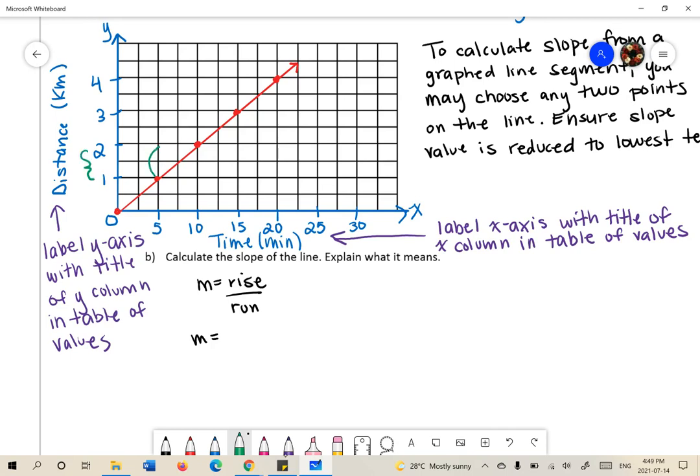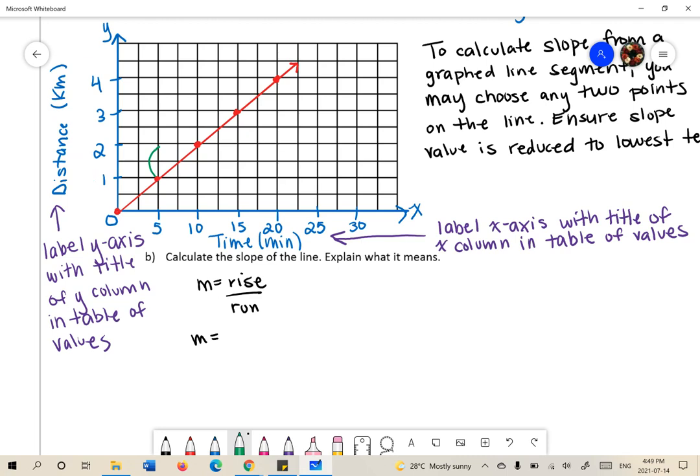Look at how I've numbered my scale for my y-axis. 2 grid lines is 1 unit. So the rise between these 2 points is just 1, not 2. It's 2 grid lines, but 1 value, or 1 kilometer. That's the unit for this example.